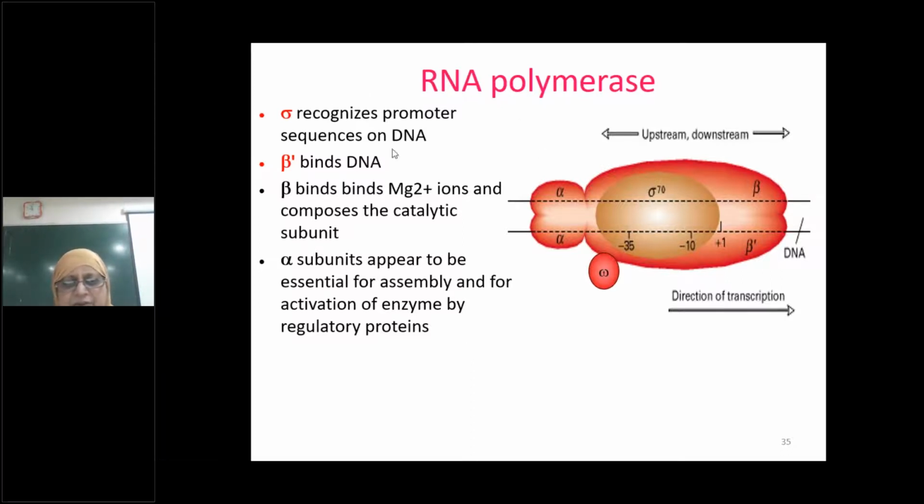So important for you to remember here is that sigma has to recognize the promoter sequences on the DNA, and only then will transcription begin. And once transcription begins, the part of the RNA polymerase that binds to the DNA is very important for the transcription process to take place. So this is beta prime and beta.